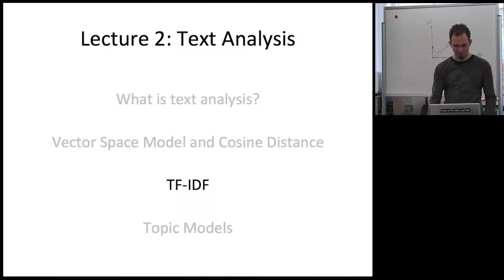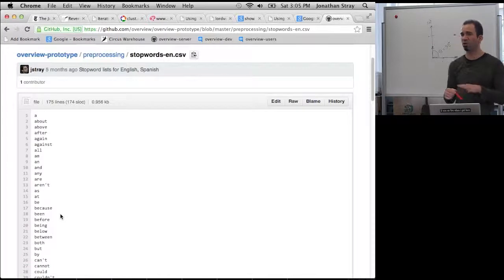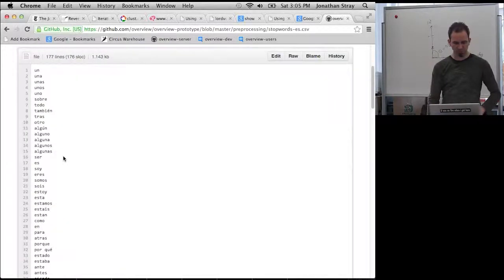This is a project that some of you know I work on called Overview, which is a document visualization system for journalists. And in here you go. Here's some stop words. List of standard English words that it just throws out completely. And you need different stop words for each language. Everything we've talked about so far applies to every language. Stop words, you have different stop words in different languages. Here are the stop words in Spanish. So you need a stop word list. Ooh, look at that. There's a bug in the stop word list.